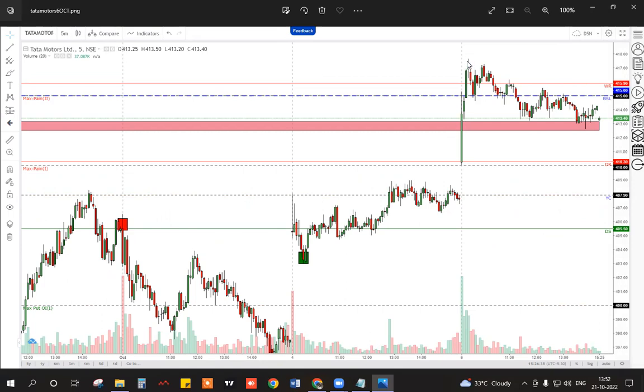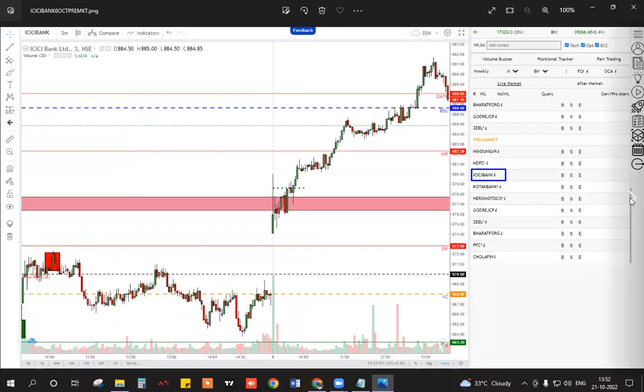So from 413 you can take a trade till 418 or so. Internally, mostly this is a 5-minute chart. On 2 or 3 minutes there was a good swing or NY pattern which was made on Tata Motors as well. Now see, ICICI Bank, it is a stock from the pre-market list.